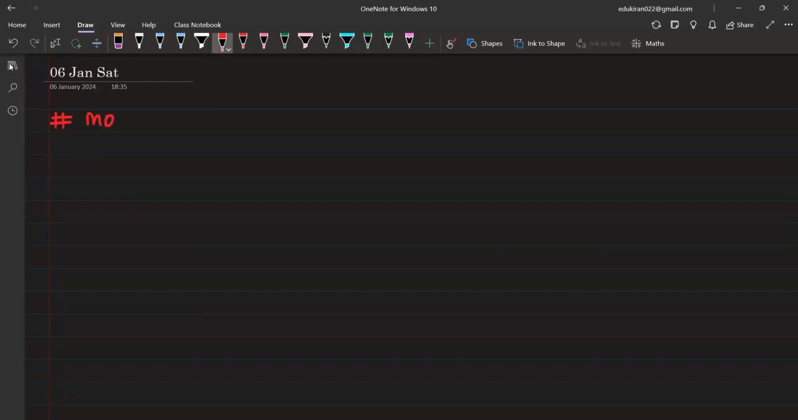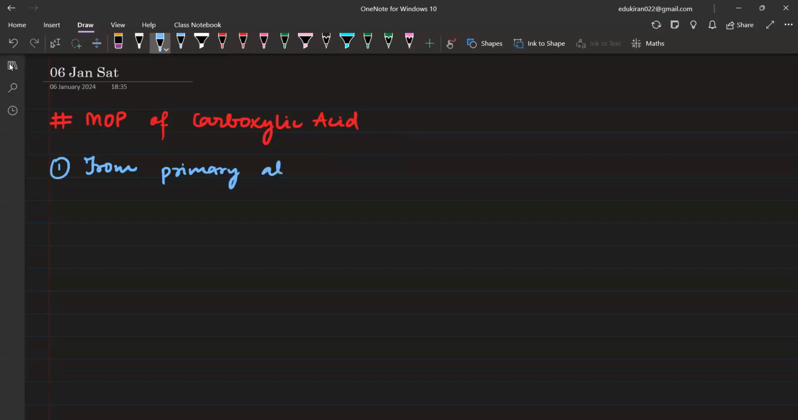That is method of preparation. Okay. MOP of carboxylic acid. Right, number 1. From primary alcohol, aldehyde and ketones.